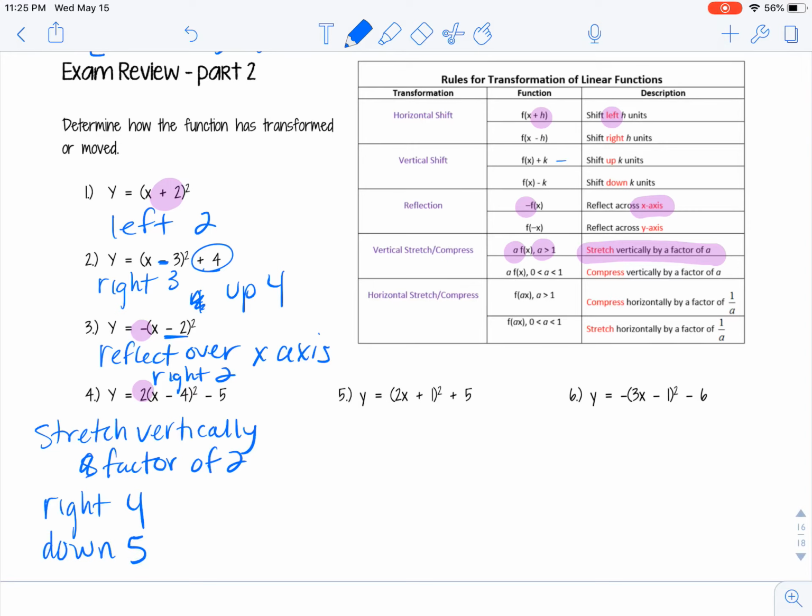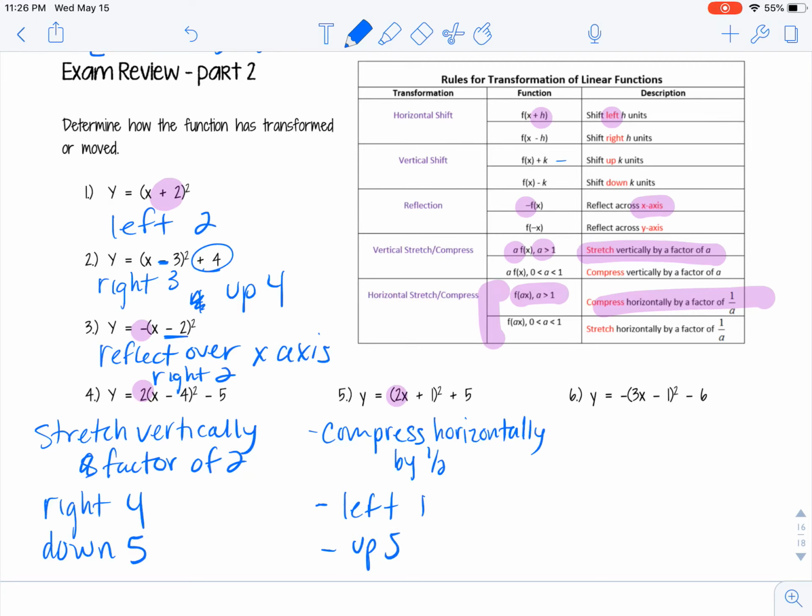All right, number 5. So we're multiplying within the parentheses now. So that's going to go down to these two. And my a value is greater than 1, so this is telling me what I'm going to do with it. So we're going to compress horizontally by a scale factor of 1/2. We are moving left 1, and we are moving up 5.